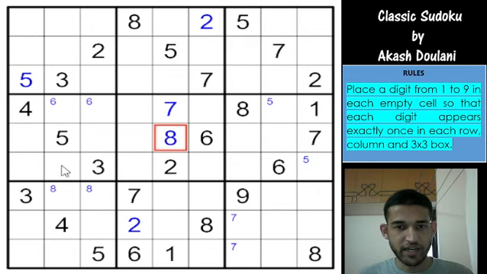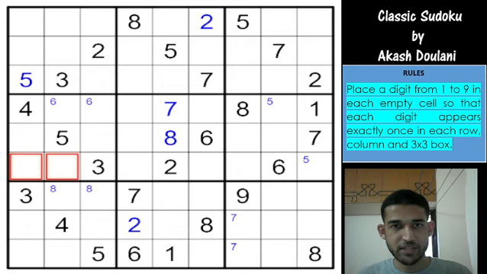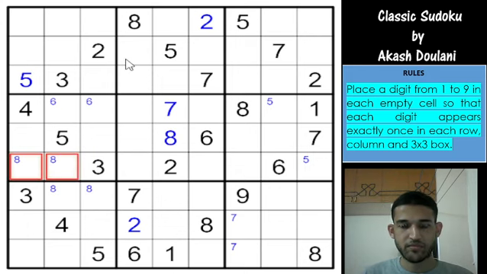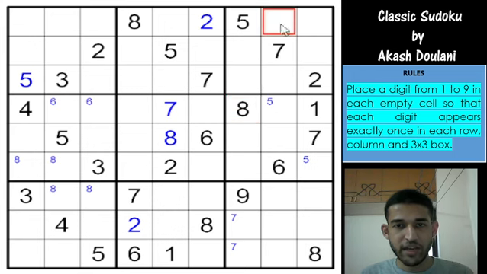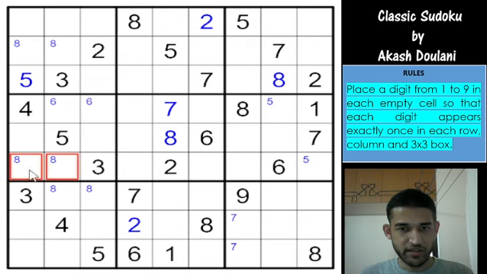So 8 goes here, and that means that 8 goes in one of these cells, and 8 in column 7 and column 9. So which means that 8 must be in one of these two cells, and that 8 resolves this 8 immediately. So that gives 8 in one of these cells. And okay, this is nice.